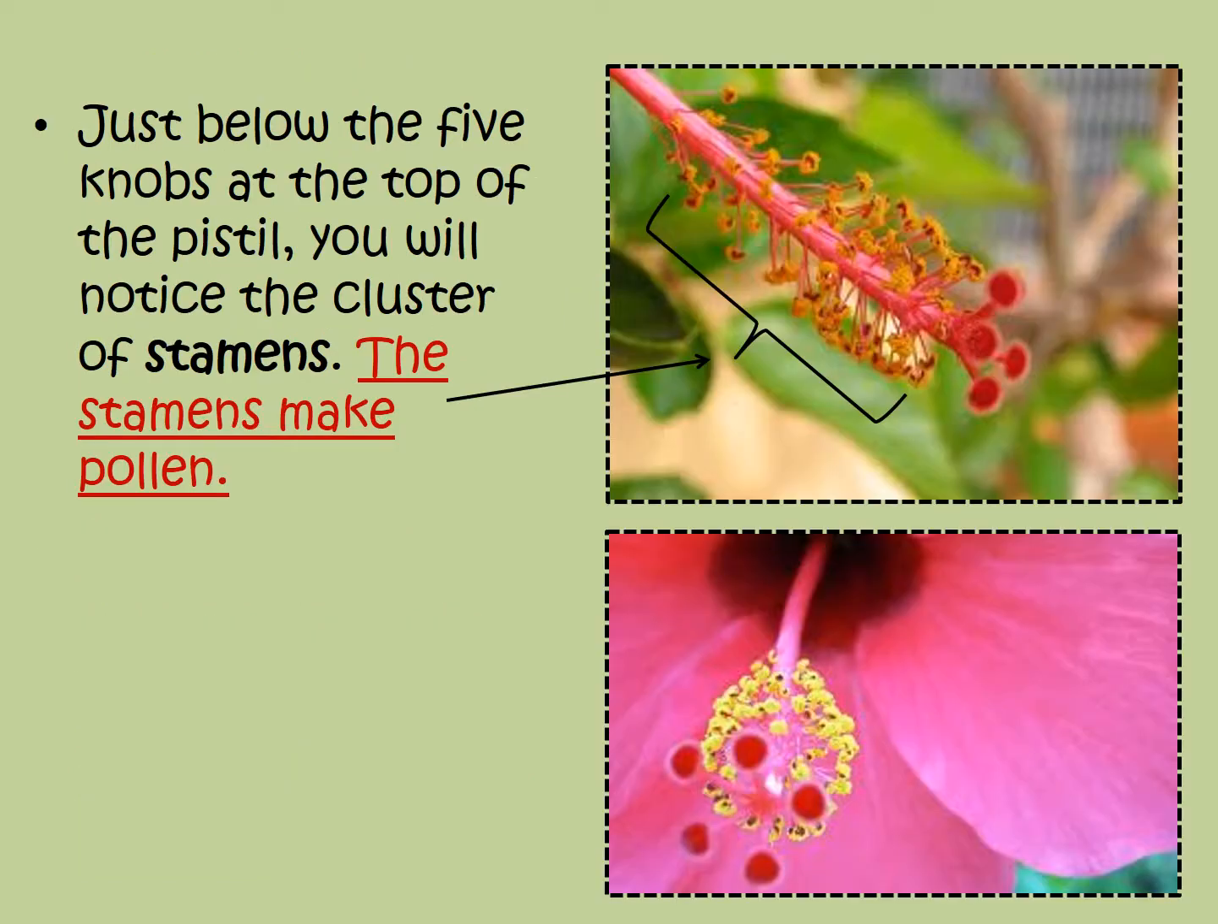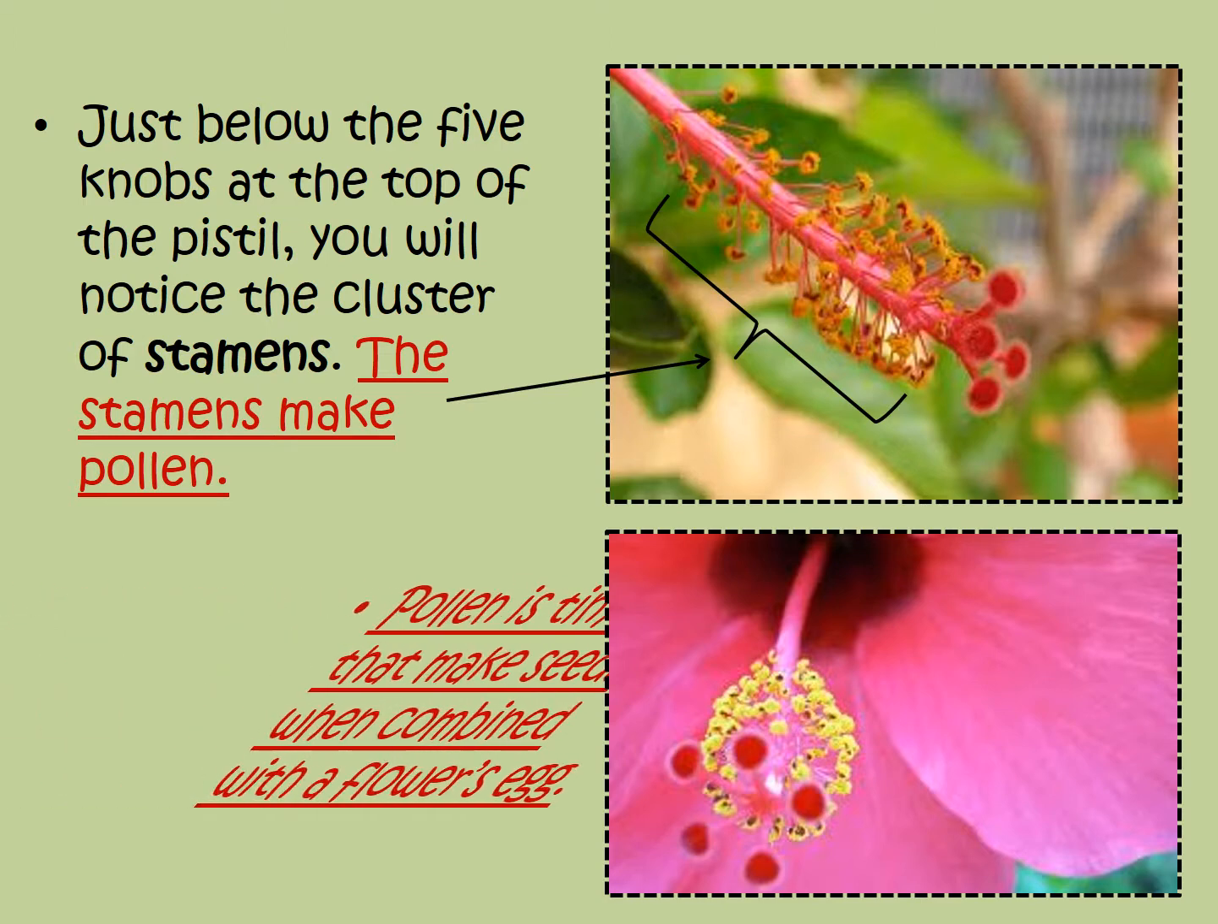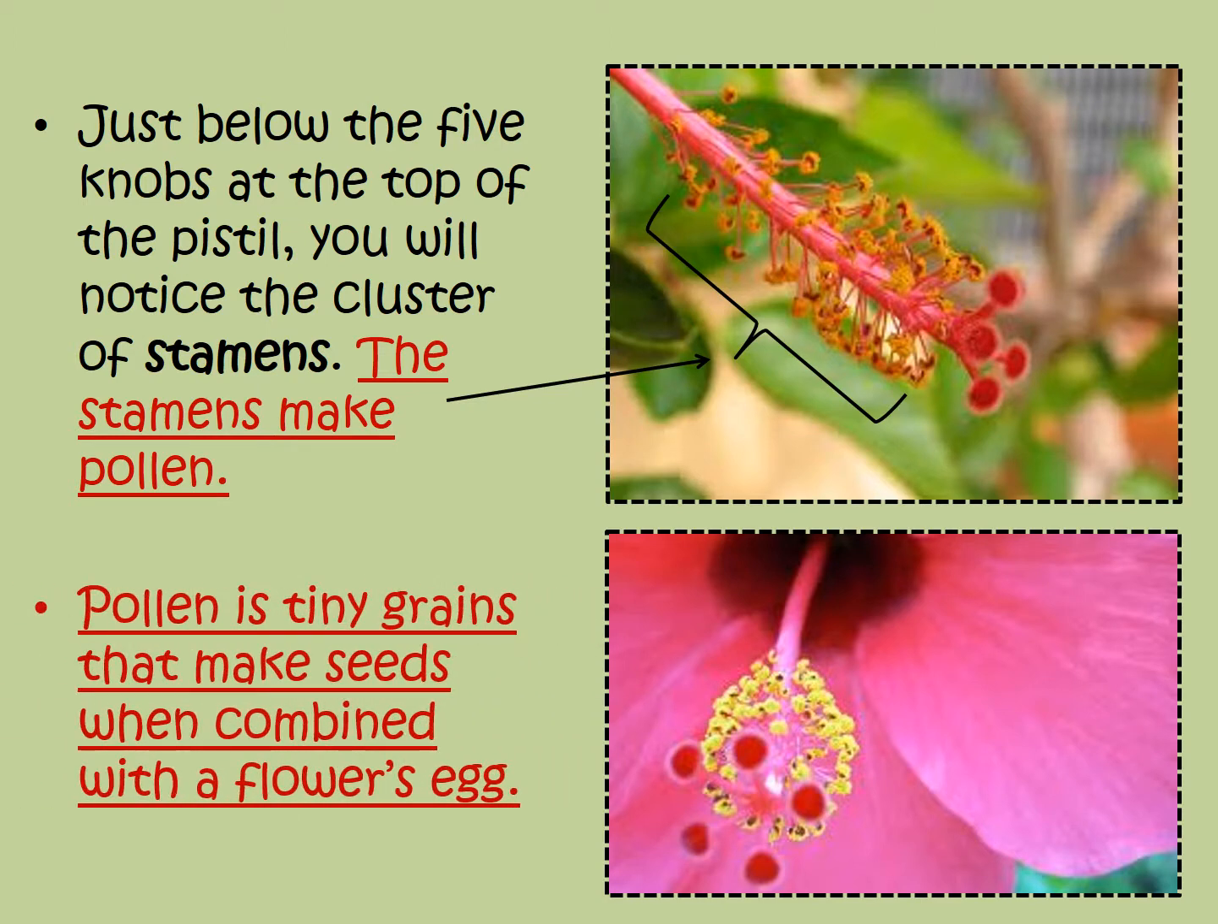Just below the 5 knobs at the top of the pistil, you will notice the cluster of stamens. The stamens make pollen. Pollen is tiny grains that will make seeds when combined with a flower's egg. Pause here and write what the stamen and the pollen do in your notes.